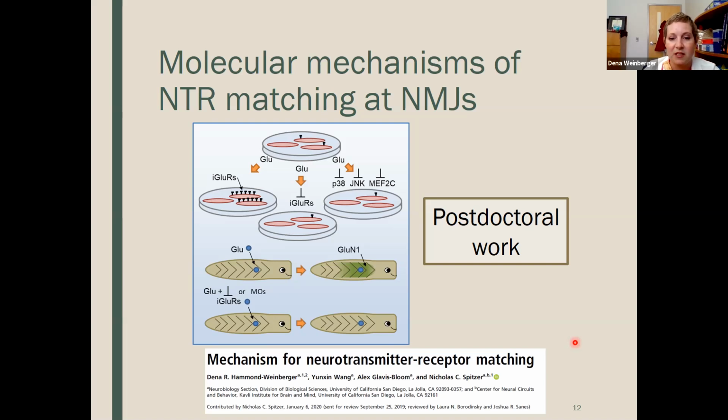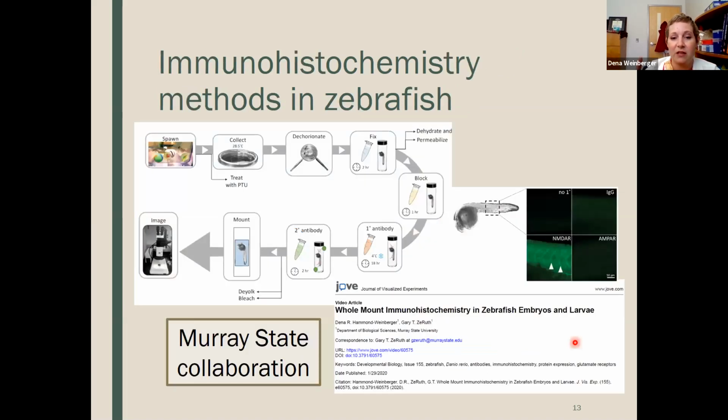But the early parts of that extension led to a collaborative paper with Gary ZeRuth, a methods paper in zebrafish for immunohistochemistry. The novel piece of information there was that the zebrafish muscle also expresses NMDA receptors, which are glutamate receptors not normally found at neuromuscular junctions. That also came out in 2020.